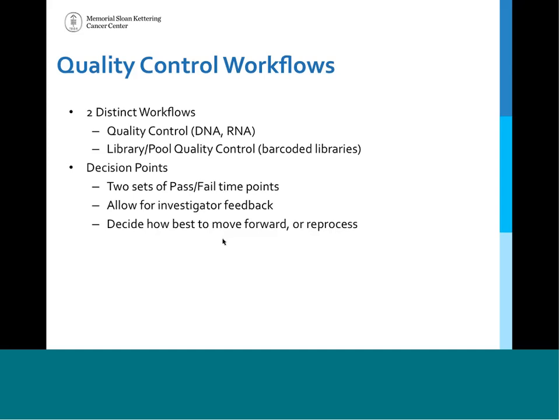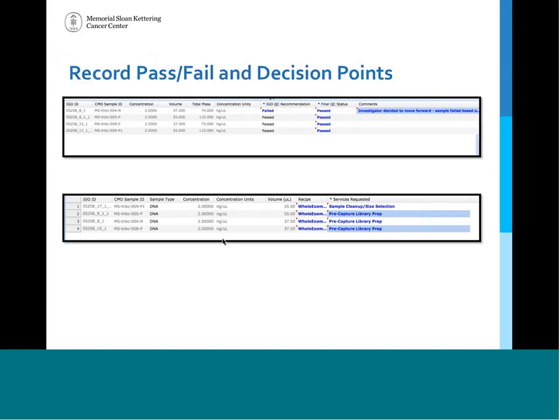From our perspective, a sample may fail, but if an investigator knows that they may get some data out of this sample, even though we would not necessarily go forward with it, they may choose to override that decision. So we can record these pass-fail decision points in a really systematic fashion that allows us to see historically that we may have failed a sample, but the investigator decided to move it forward. So when we're doing our data QC, we can go back and refer to this and say, we knew that this probably wasn't going to be great at the outset.